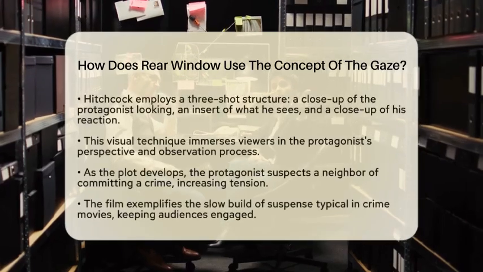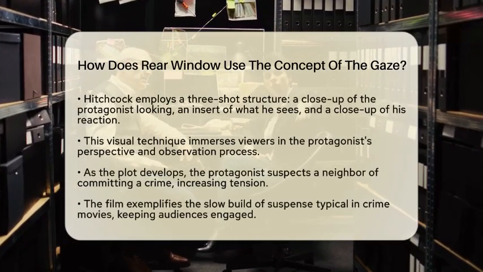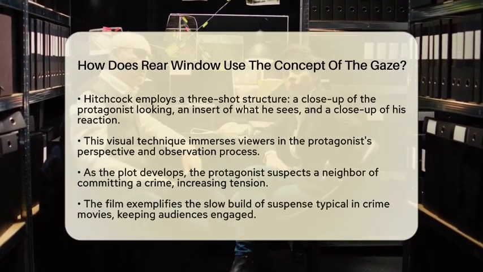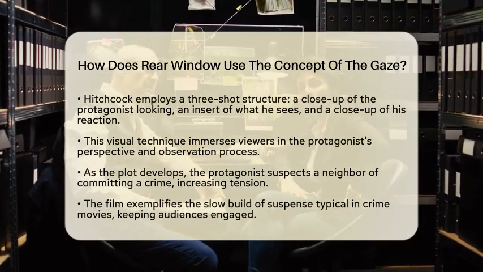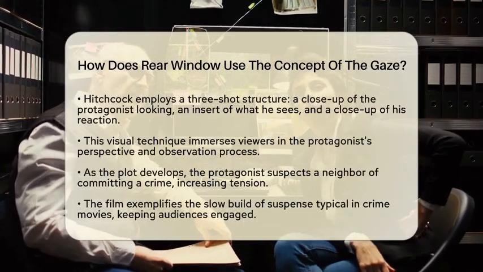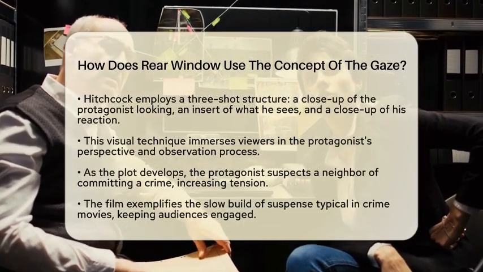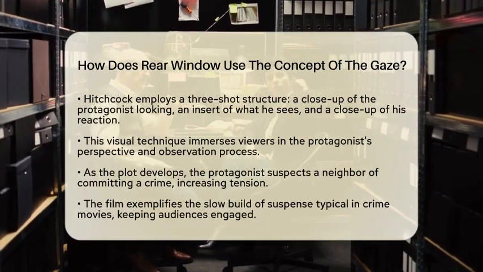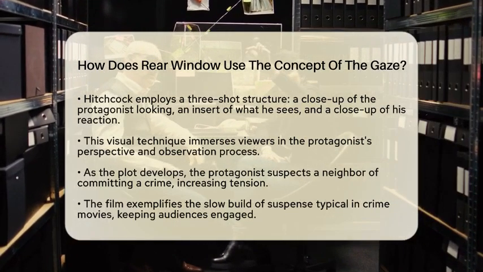Hitchcock cleverly uses visual techniques to emphasize the gaze. One effective method is the three-shot structure. This involves a close-up of the protagonist looking, an insert of what he sees, and then a close-up of his reaction. This structure draws viewers into his world, making them feel like they are part of the observation process.